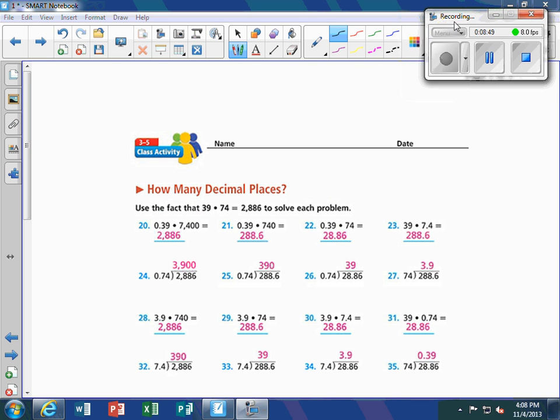Let's just look at the answers right here, kind of give you an idea. So here you have 0.39 times 7,400, which is the same as 2,886. Here you have 0.39 times 740. Okay, so now again you're taking less than 1, than 100%, than one whole. So your decimal is moving over. 2,886. Again, the number 22, which we did, 0.39 times 74, moving over 2 places. 39 times 7.4, moving over 1 place. Okay.